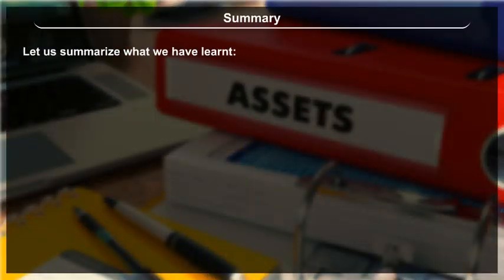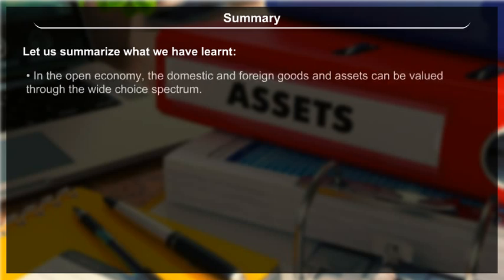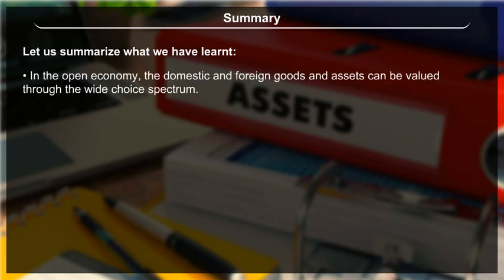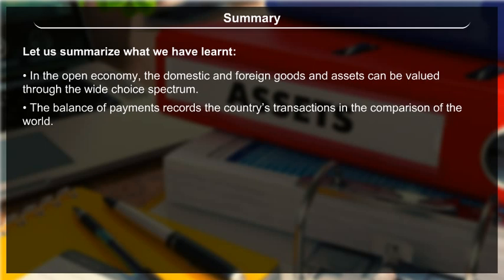Summary. Let us summarize what we have learned. In the open economy, domestic and foreign goods and assets can be valued through a wide choice spectrum. The balance of payments records the country's transactions with the rest of the world.